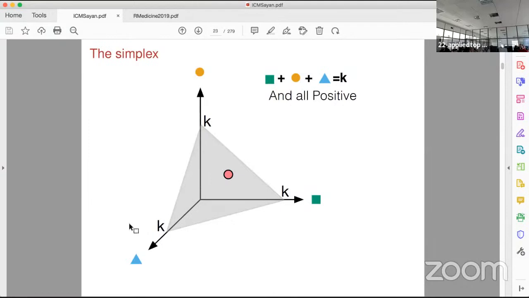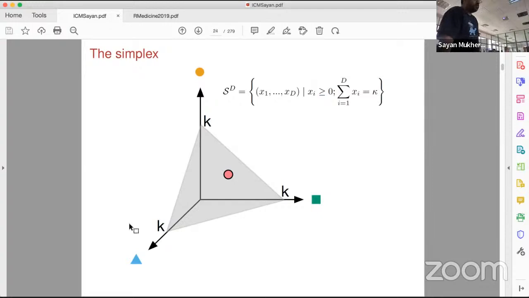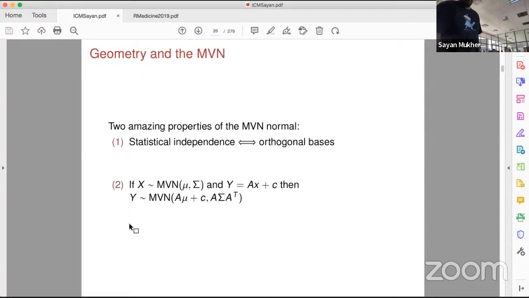Okay. What happens if my data lives on a simplex? That's relative data, everything adds up to one, right? So everything is living on a simplex. I just told you that. Okay, so first thing I want to say is there are two beautiful things about the multivariate normal. One of the things is the notion of statistical independence in the multivariate normal is related to orthogonality.